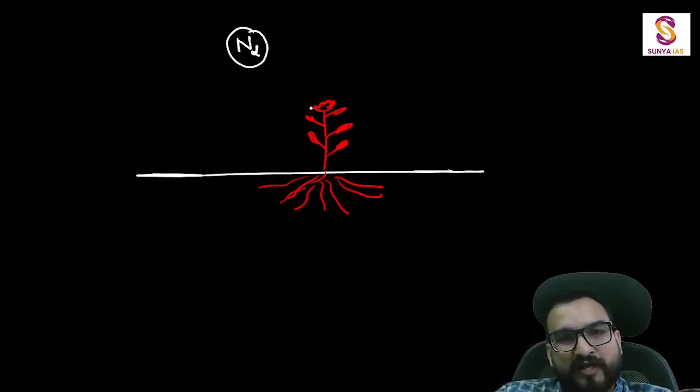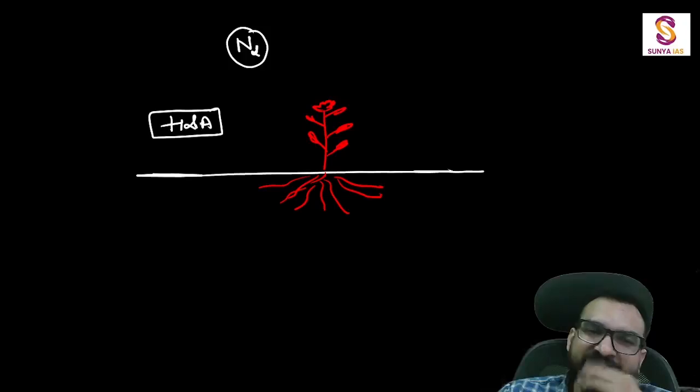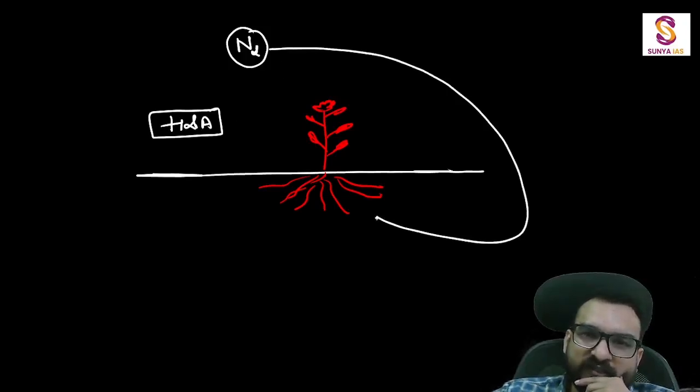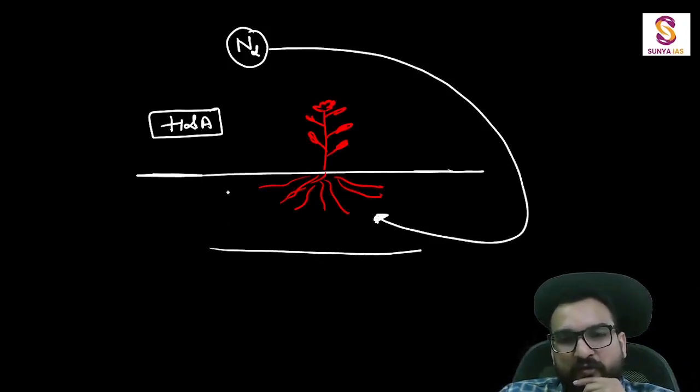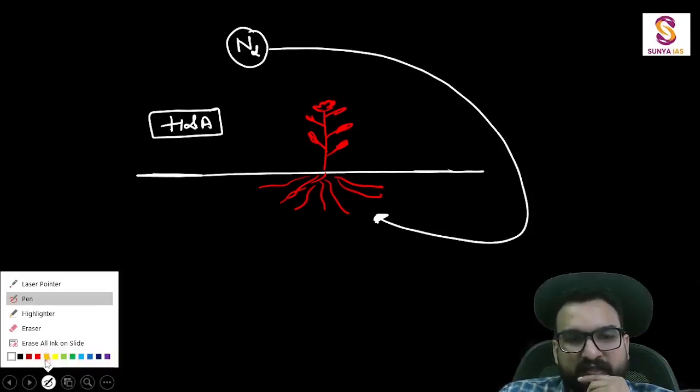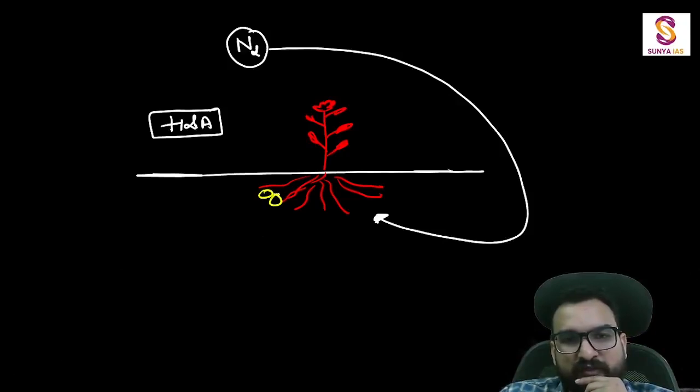Now I have told you that humans and animals will be eating these plants, getting nitrogen in their bodies. But how are plants utilizing this nitrogen? Plants are utilizing this nitrogen in the soil. From the soil they are taking it up, right? So in the soil, these are the roots, and let me draw the soil over here. These are the soil particles. I am drawing the macroscopic view.